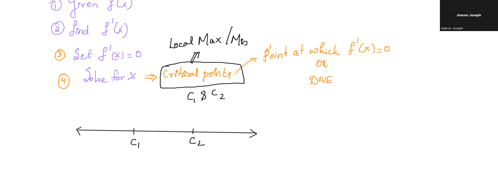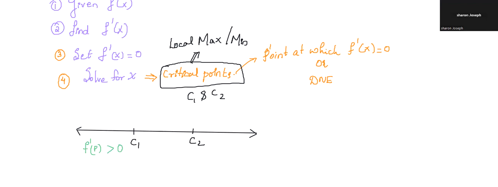You have to choose a point from each interval and plug that into the f prime of x function. I'm choosing a test point P from here, and plugging that P into f prime of x, so what I'm getting is f prime of P. You have to check whether you're getting a positive number or a negative number. You don't really need the value, you just have to check the sign. Just imagine the value you got for f prime of P is positive. And similarly, you have to proceed.